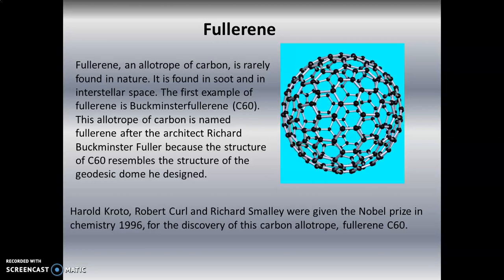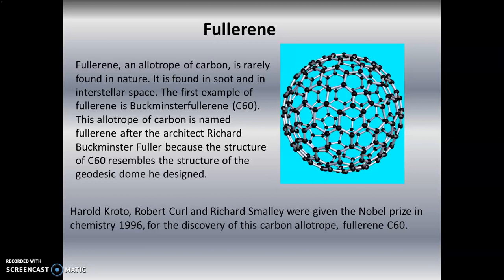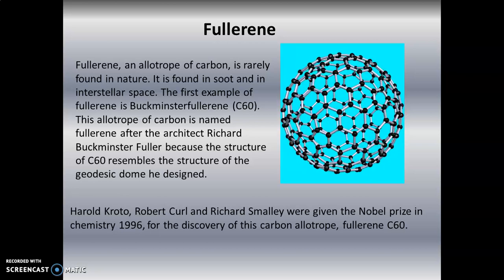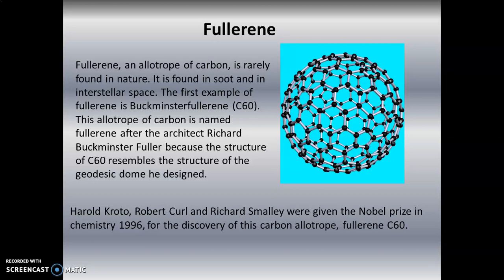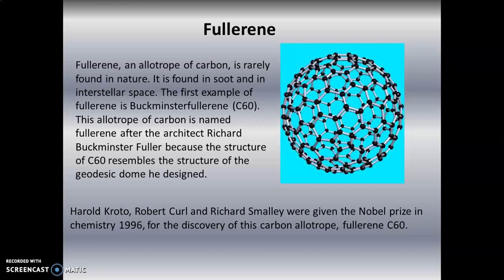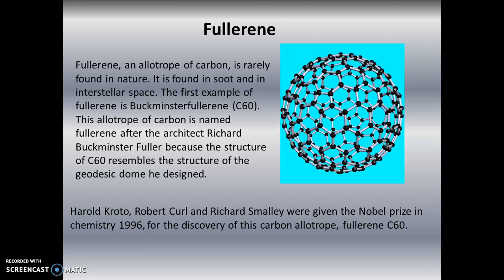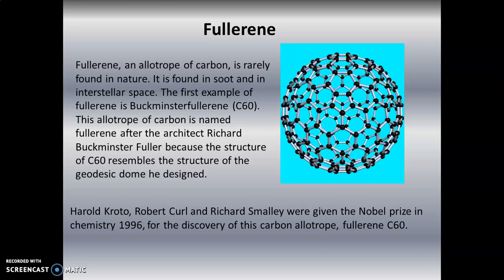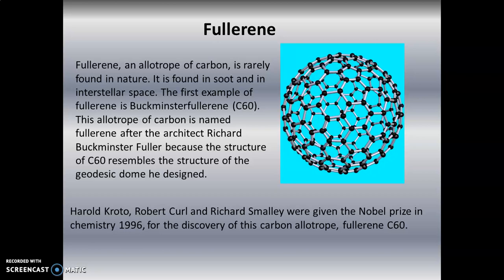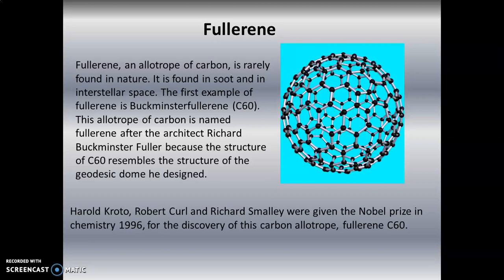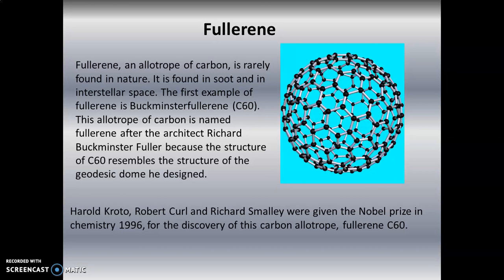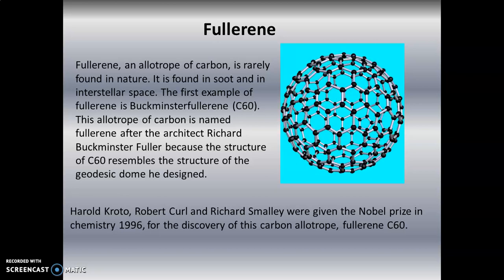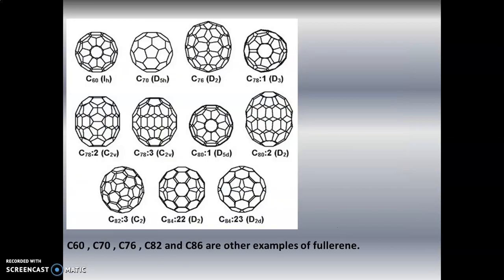It has 60 carbon atoms joined with each other, and it is named after the architect Richard Buckminster Fuller, so therefore it is called Buckminster Fullerene. Harold Kroto, Robert Curl and Richard Smalley were given the Nobel Prize in Chemistry in 1996 for the discovery of this carbon allotrope fullerene C60. So later on, these three people did some research on that, and then they discovered this fullerene.